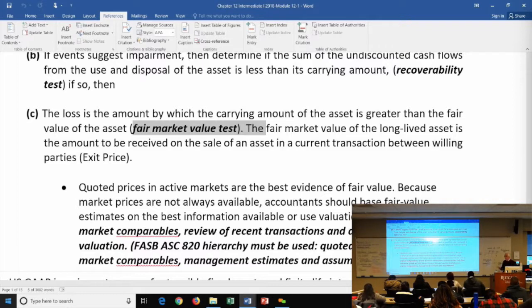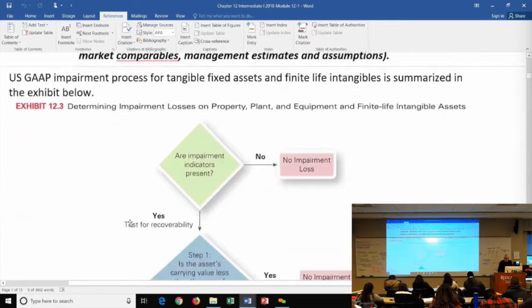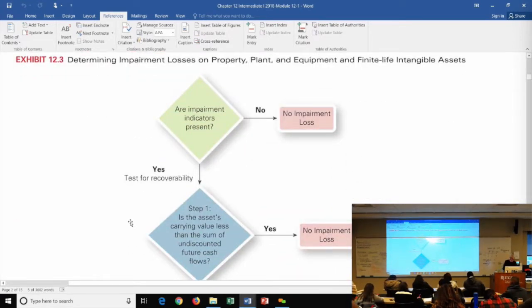So once again, we go back and summarize by the flow chart that you have. It's also in the textbook. So this exhibit comes from the text. It is designed to help you understand U.S. GAAP impairment for finite life intangibles and property, plant, and equipment. They're both the same. They're amortized and depreciated. You don't need an annual impairment test, but you do have to react if impairment indicators are present. If there are no impairment indicators, there's no further action.